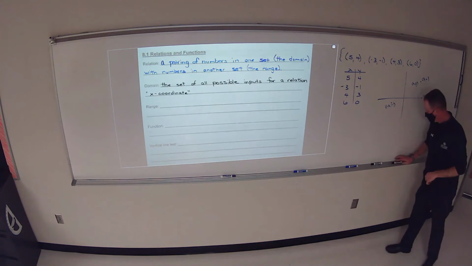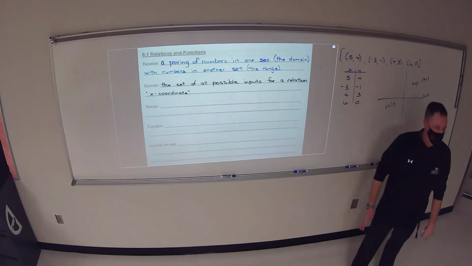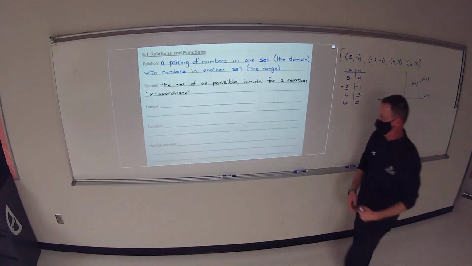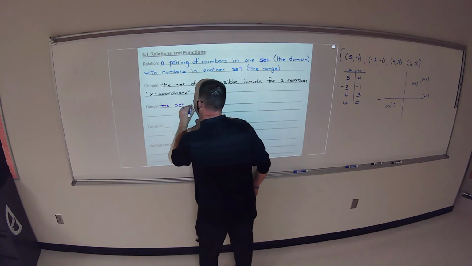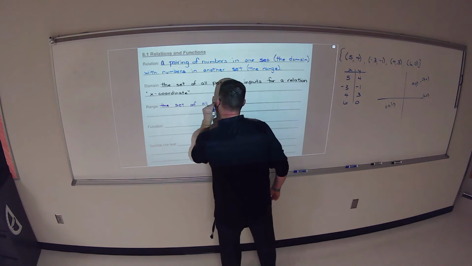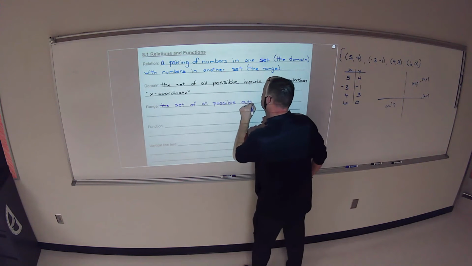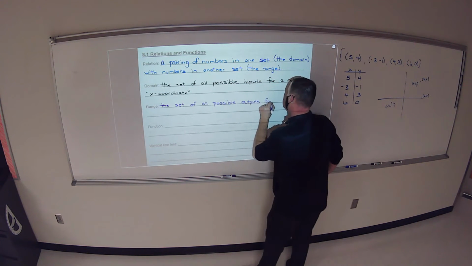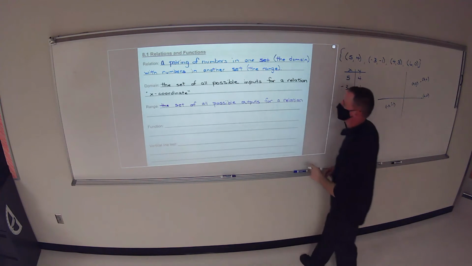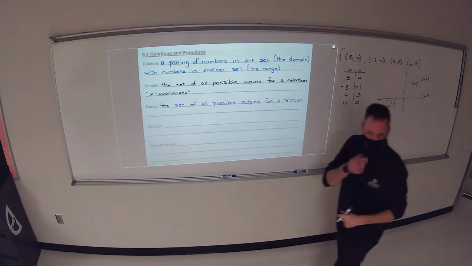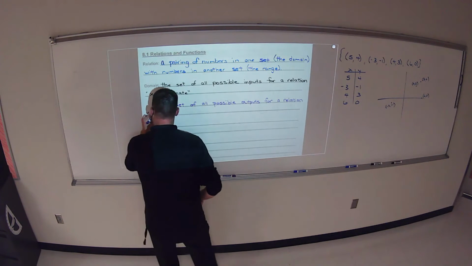Okay? Our range is going to be the set of all possible outputs of a relation. And if we've got a set of ordered pairs, a table, or a graph, this is often what we think about as the y-coordinate.